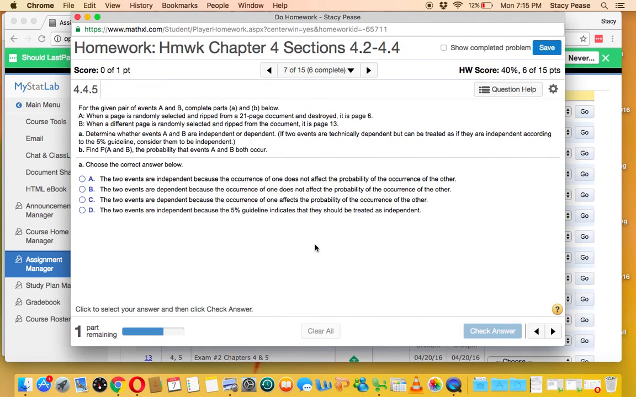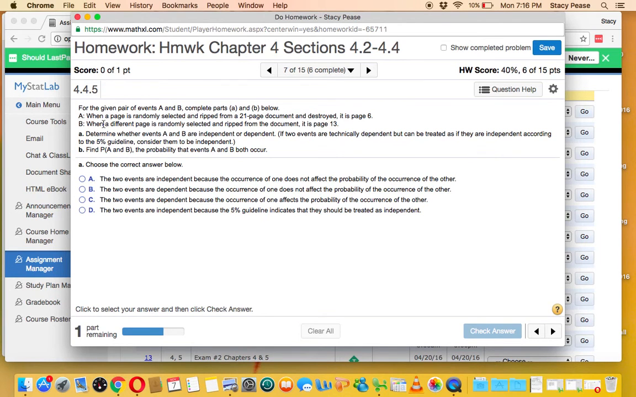Okay, this question also comes from section 4.4. So for the given pair of events A and B, we are going to complete multiple steps related to this question. So when a page is randomly selected and ripped from a 21-page document and destroyed, it is page 6. When a different page is randomly selected and ripped from the document, it's page 13. So the first thing that we need to understand is whether A and B are independent or dependent, meaning do they impact one another or not. So let's think about this.